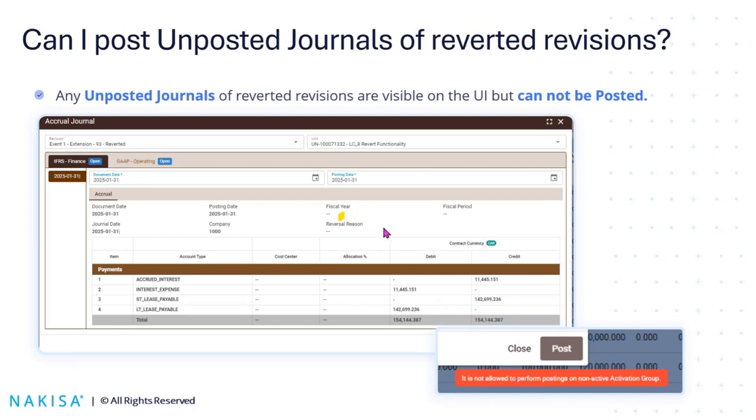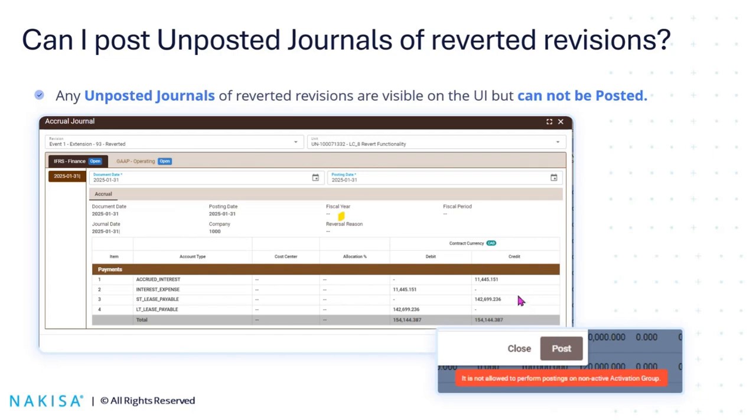Unposted journals. When we are performing multiple events and then we post journal entries, there might be entries that were not posted in some events. To show you an example, this is an extension that I had reverted but had not posted. We can see that our journals are actually not posted. If it was posted, it would have said posted, but we can see there it says open.